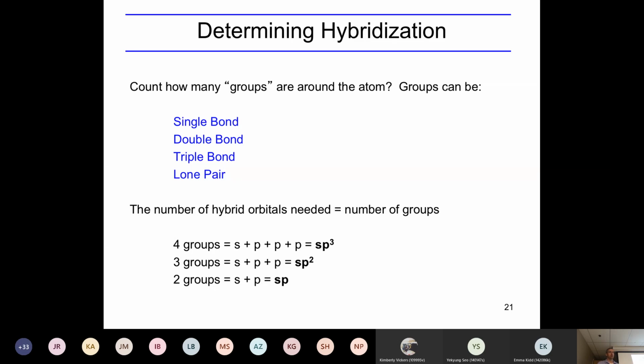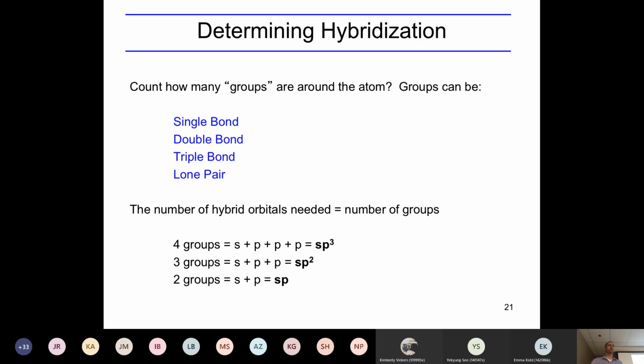What I need you to do is look at the atom and count how many groups there are around the atom. This is true for any element, but almost always it's going to be carbon that I'm interested in. Count how many groups of electrons there are around the atom. A group can be a single bond, a double bond, a triple bond, or a lone pair. Actually, in weird cases, technically it can be a single electron as well, but those are not very frequent.